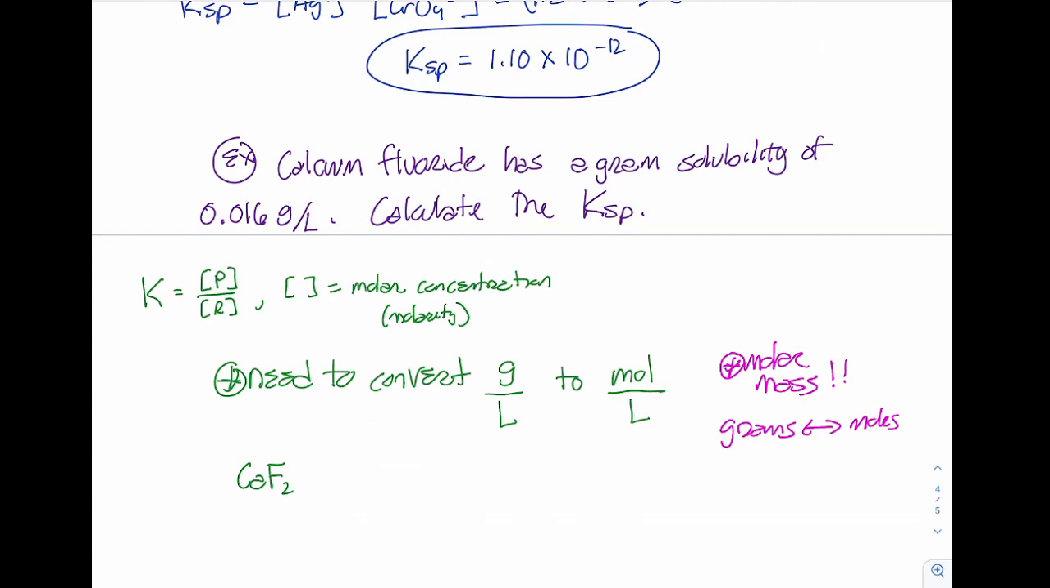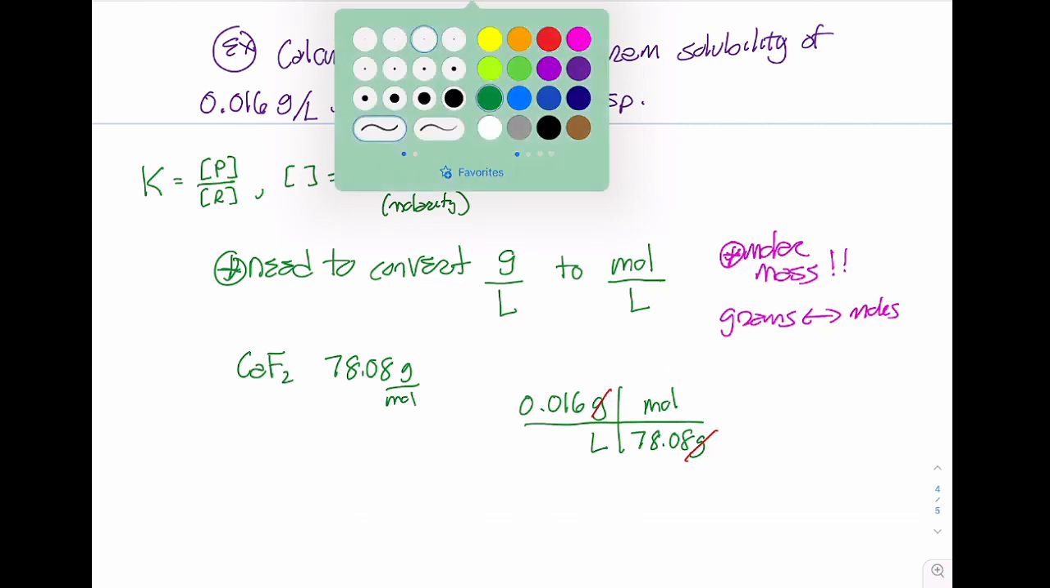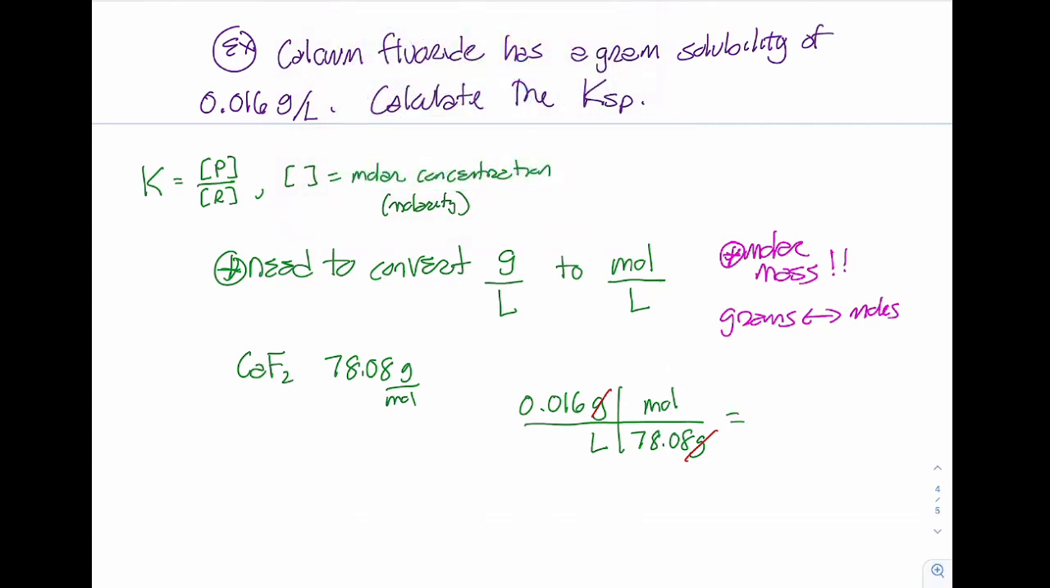So when I figure out my molar mass for calcium fluoride, I get 78.08 grams per mole. So if I take this number, 0.016 grams per liter, and since grams are on top, I need grams to go away. I need to have my molar mass on the bottom. And then these units are going to cancel. I'm going to be left with moles per liter, which is molarity. So calculator again.